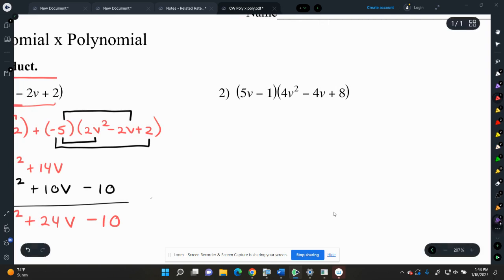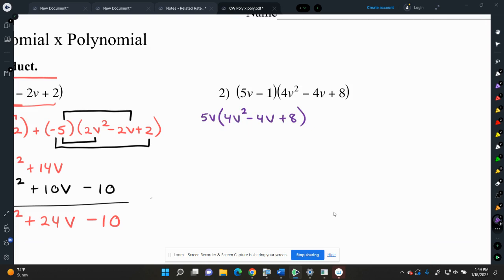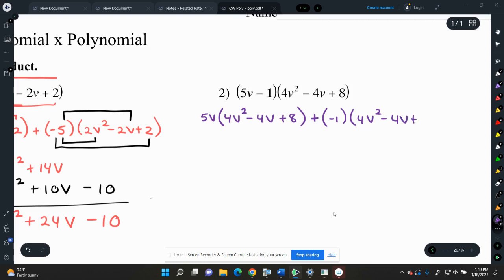We've got 5v. We're going to take the 5v and multiply everything in the second parenthesis times 5v. And then what? Plus negative 1 times the second parenthesis. Okay. Everybody good so far?